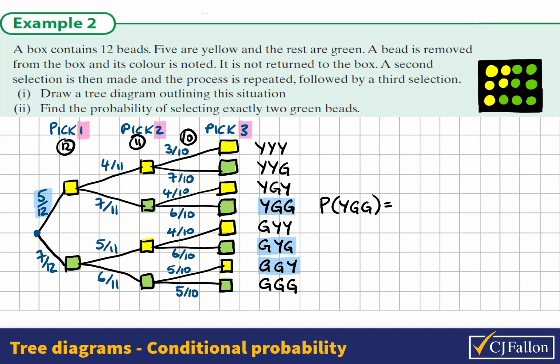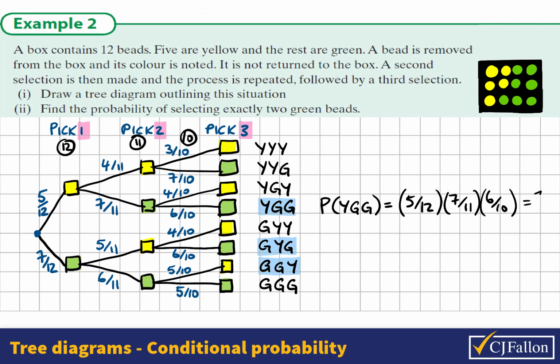Yellow the first time is 5/12, green then is 7/11, and green again is 6/10. So 5/12 by 7/11 multiplied by 6/10. So using the multiplication rule that each of these happens one after the other, we'll multiply these. So sticking this into the calculator, I'm getting 7 out of 44.